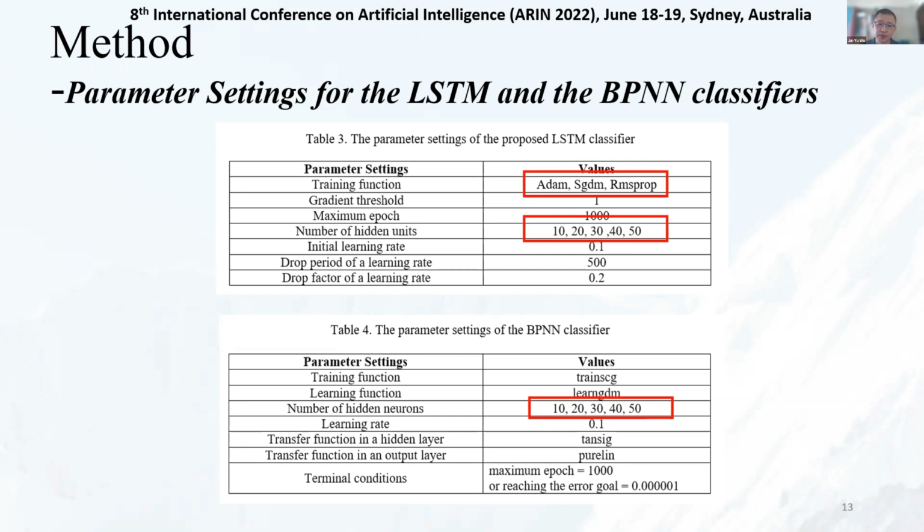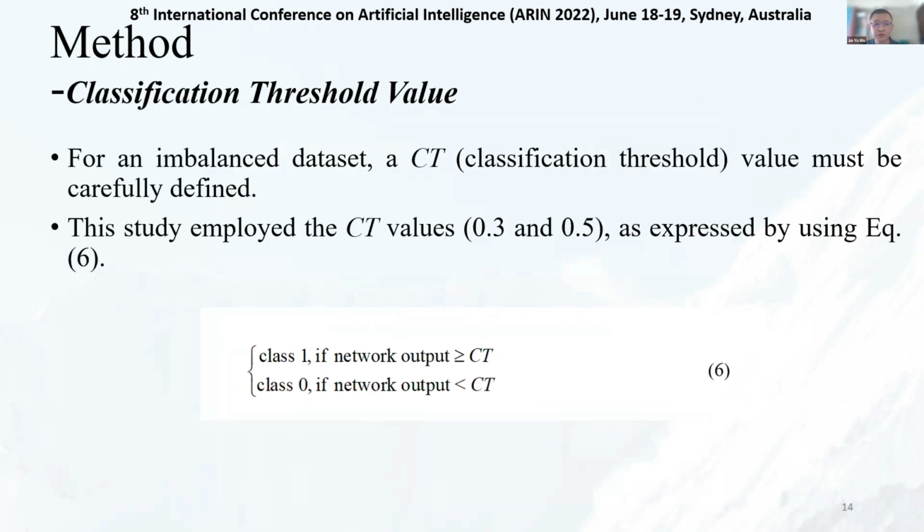Table 4 lists the parameter settings of the BPNN classifier. We can see that the BPNN classifier uses hidden neurons 10, 20, 30, 40, and 50, and the learning rate is 0.1. Classification threshold value. For an imbalanced data set, a CT value should be carefully defined. This study employed CT values 0.3 and 0.5.